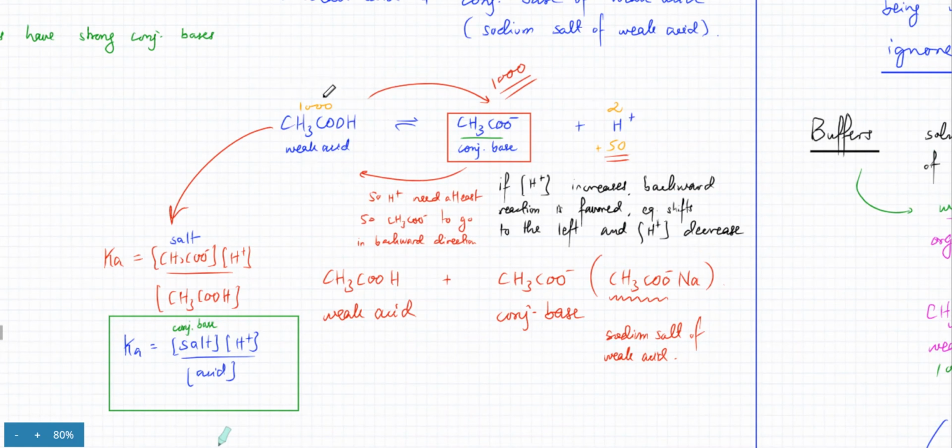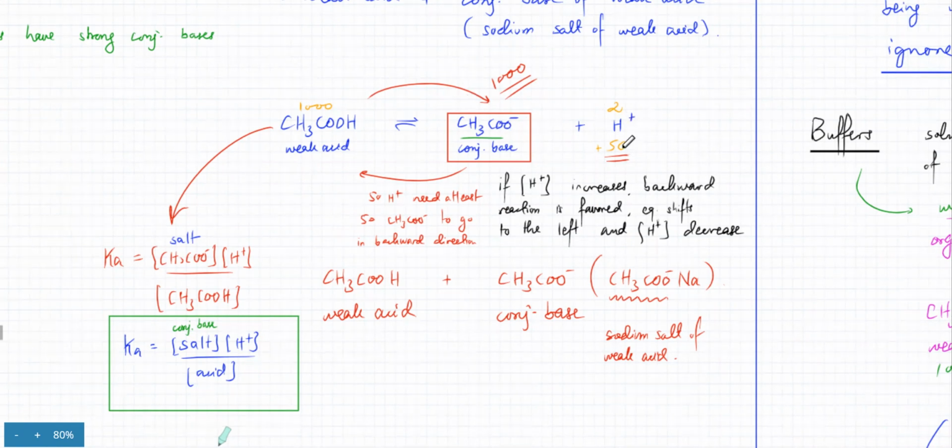But with buffers, the thing was that if you add a weak acid, the amount of ions that are going to be produced would be very less because it's a weak acid. So if you have 1,000 molecules of ethanoic acid, very few ethanoate ions and very few H plus ions are going to be produced. So if you decrease the concentration of H plus ions, the equilibrium would shift in the forward direction, but that's not going to be an issue.